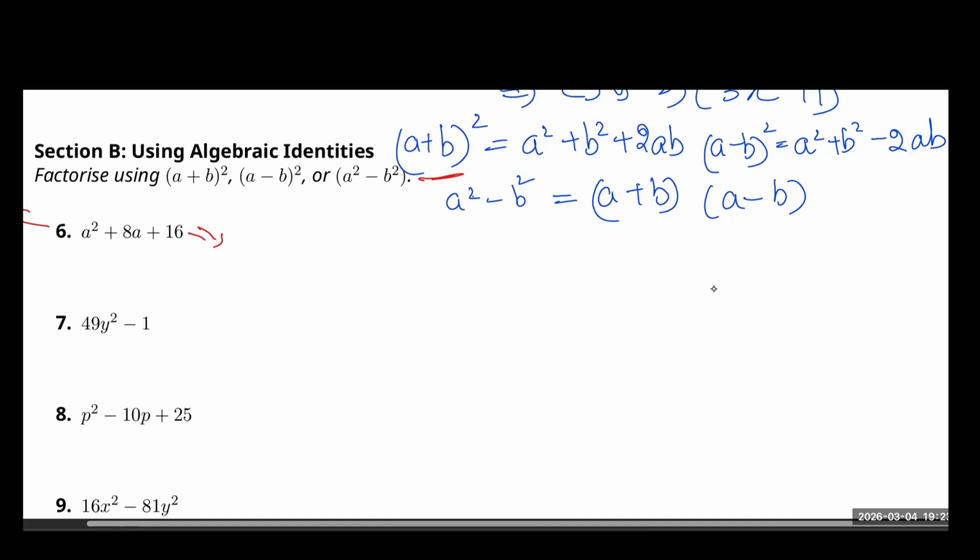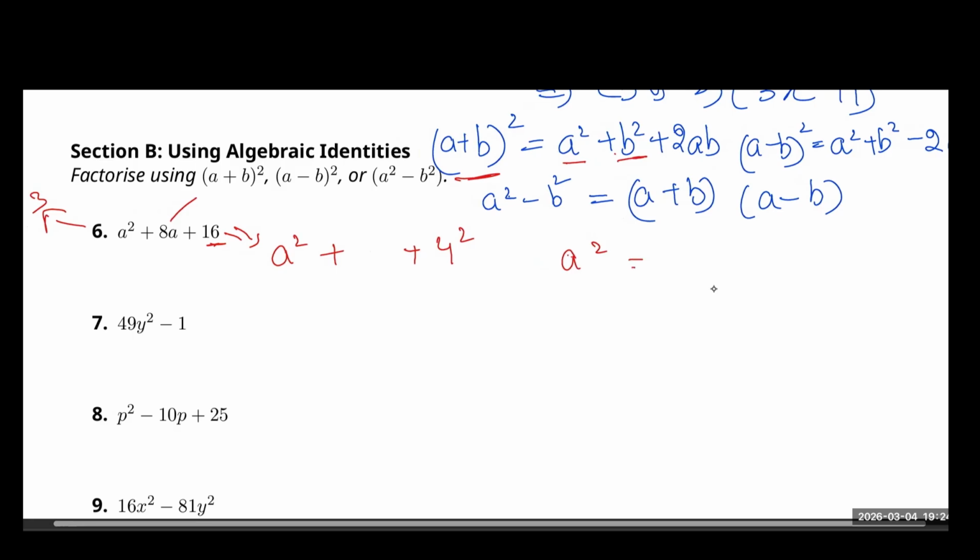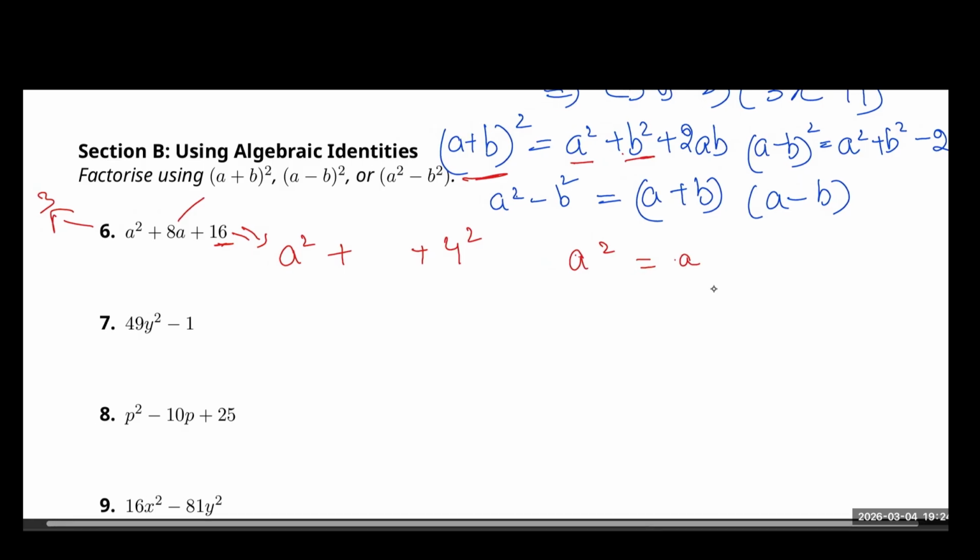Now, for a plus b whole square, how many square terms do we need? We need 2 square terms, right? Plus 8a, I'll keep it as it is. 16, I have written as the square of 4. We got a square plus b square. Now, we have to write this one. See here, a square. If a square is there, then what will be a? A only. If you're having 4 square, then the value of b will become 4.